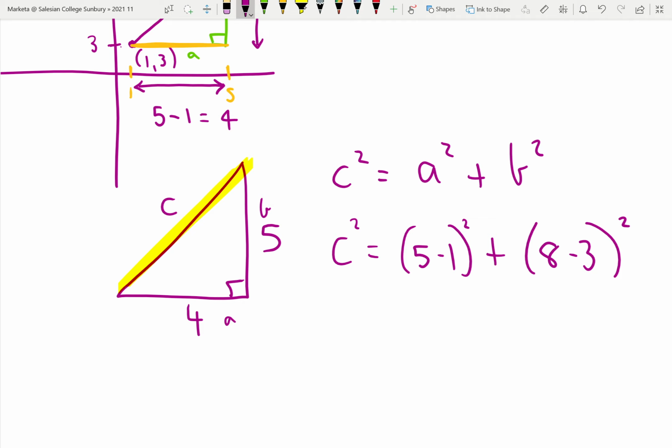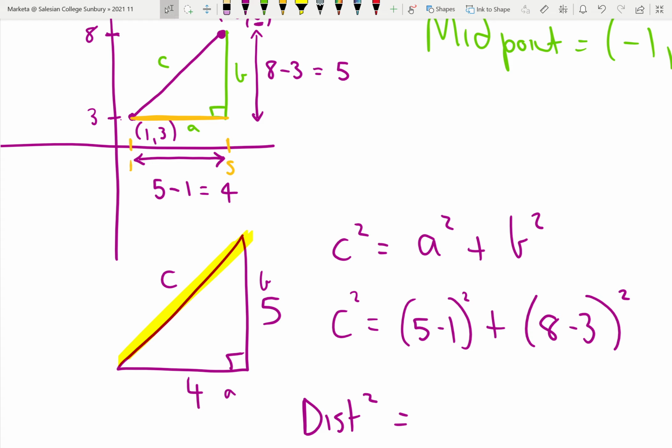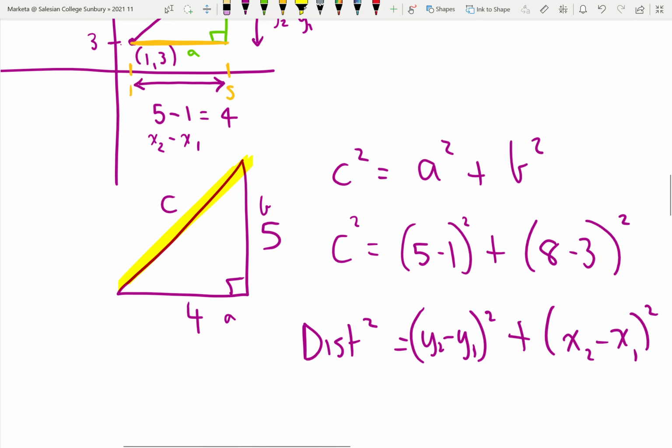So you see, this is why the distance formula, the distance squared, equals 5 and 1 are our x values there. So this one is x2 minus x1, and this is y2 minus y1. So y2 minus y1 squared plus x2 minus x1 squared. And actually I've swapped them around there. It doesn't matter which ones you do first, but for the sake of being more clear, I will write it like this.